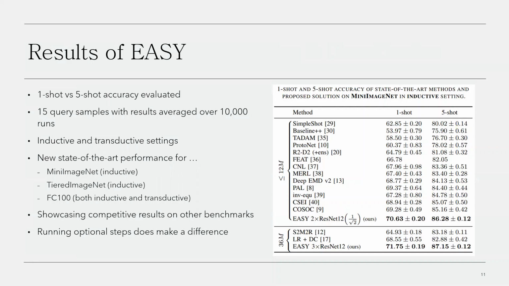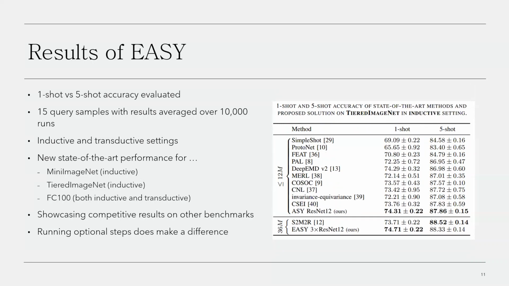So they had 4 different new state-of-the-art performances. The first was in Mini ImageNet for the inductive setting. We can see here with the methods on the left, we have our 1-shot and our 5-shot, and then they're also broken up by number of parameters. So you see less than or equal to 12 million and about 36 million as well. You can see for both 1-shot and 5-shot that the EASY outperforms the competition. The next is on the tiered ImageNet, also in an inductive setting.